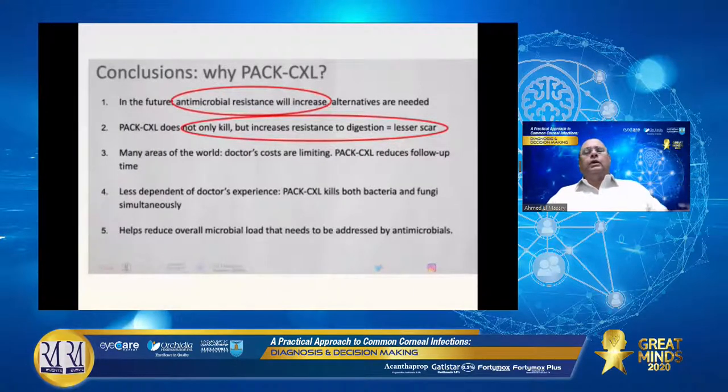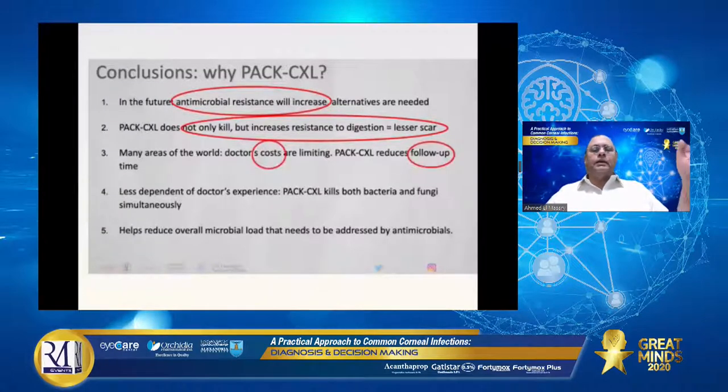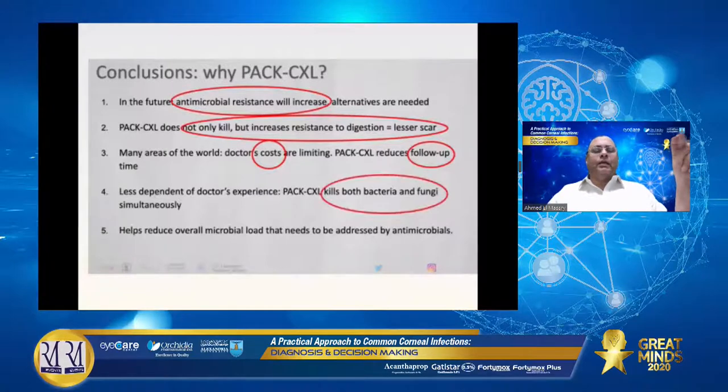In many areas of the world, the doctor's costs are limiting. PEC cross-linking reduces follow-up time, and there is less dependence on the doctor's experience to know this type of ulcer, just to do the culture and sensitivity. And it kills the bacteria, fungi and acanthamoeba, and it helps to reduce the overall microbial load that needs to be addressed by antimicrobials.